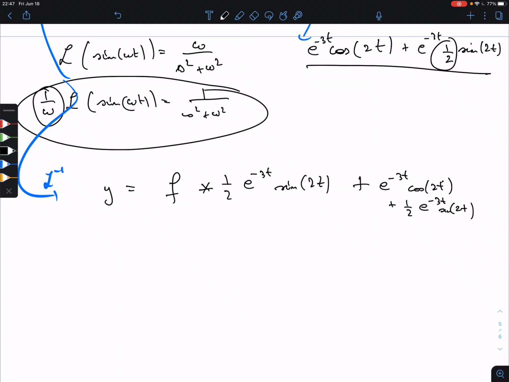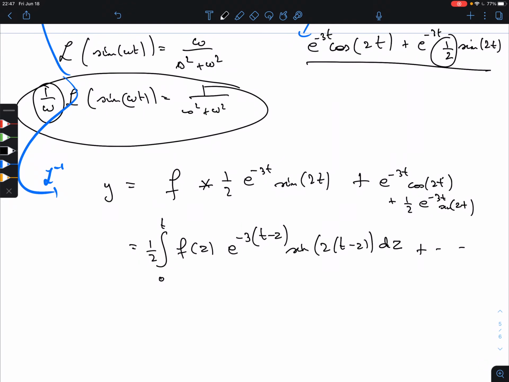Sine 2t, okay? So now we have to write this integral from 0 to t of f(z), a half, let's bring that half out, and then here, well, there's only one term, so no need for this, e to the minus 3 times (t minus z) sine 2 times (t minus z) dz. Let me not write that yet, let's do this in the next step, otherwise you'd ask why I do this. And then plus these two that I'm not going to copy anymore. So that is our solution, okay?